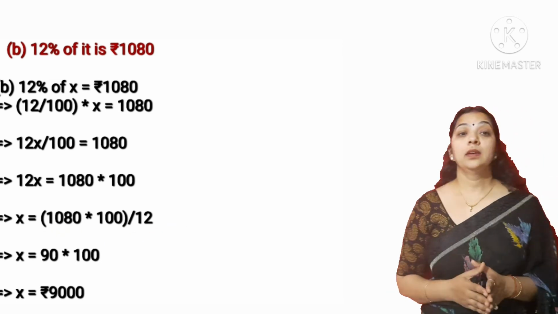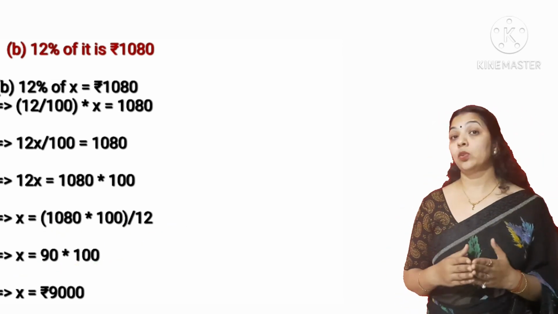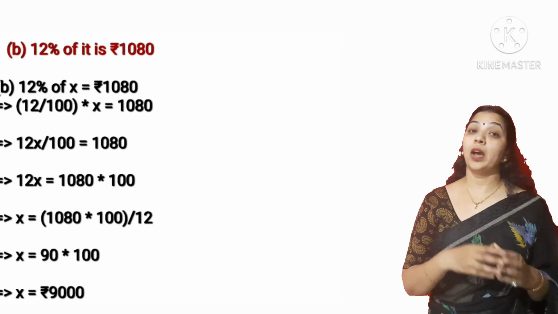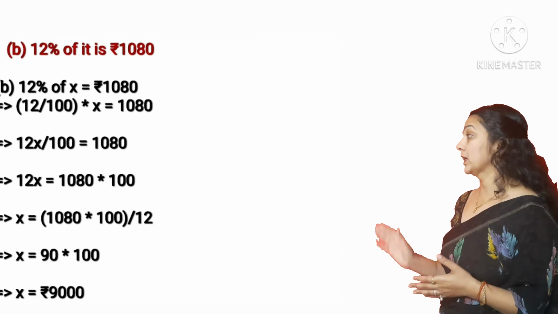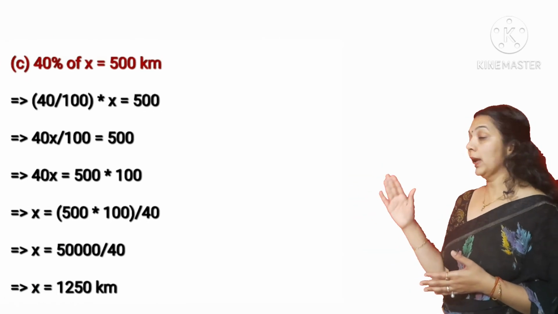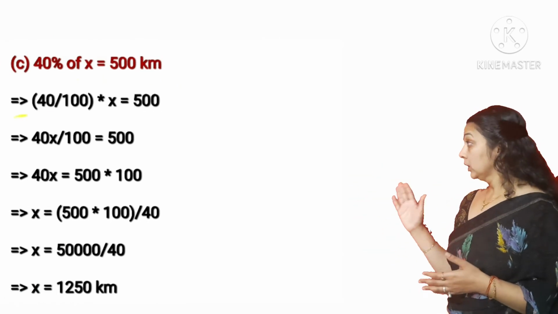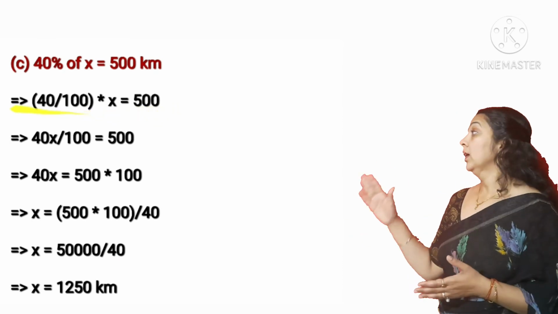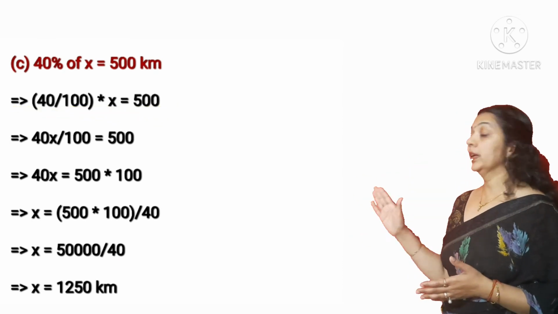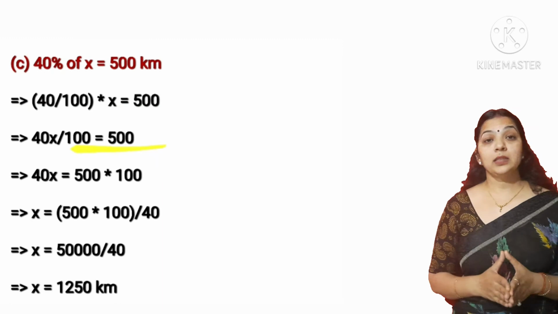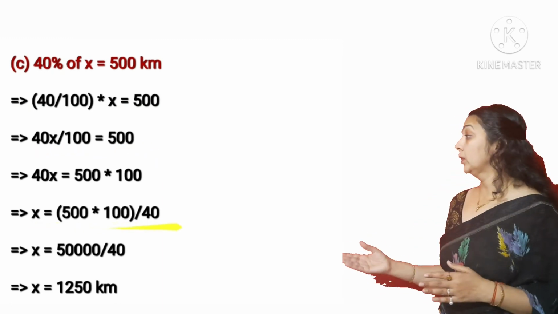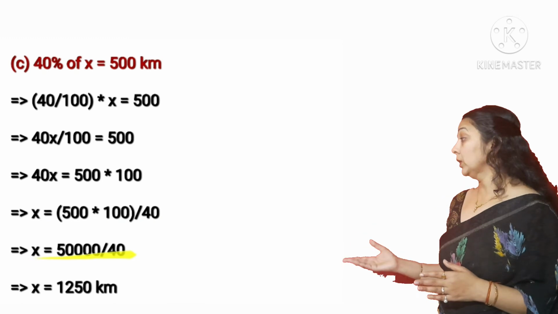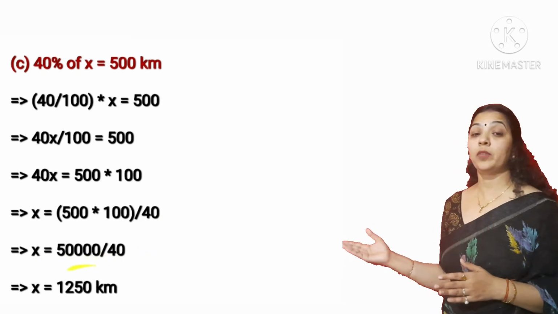Next one is 40% of x is equal to 500 kilometers. So we have to calculate the value of x. If we are taking 40% of x, that means 40 upon 100 into x is equal to 500 kilometers. So x would be 500 into 100 divided by 40. So x is equal to 50,000 divided by 40, and the answer will be 1250, or we can say 1250 kilometers.